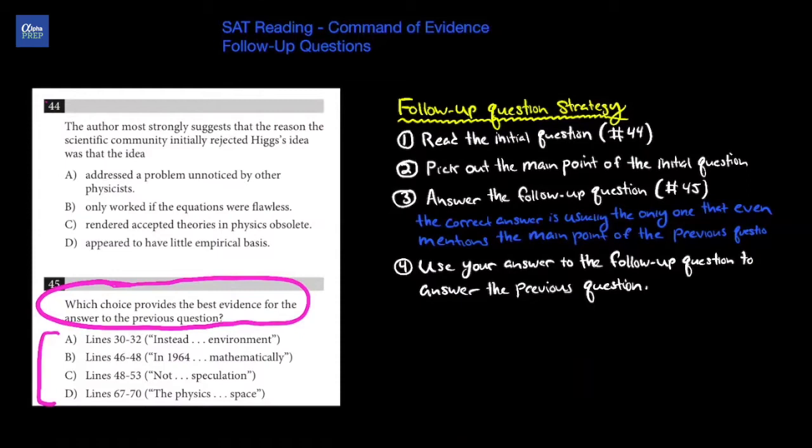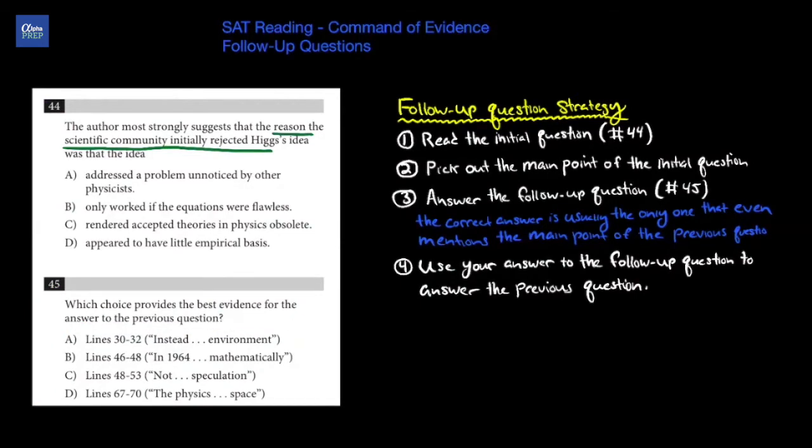Number one, you're going to read the initial question. You're going to read the first question. In this case, it's number 44. Number two, we're going to pick out the main point of the initial question. So in this case, we're looking for some reason that the scientific community initially rejected Higgs' idea. And now we're going to totally skip the answers for number 44. We're not going to do that now. We're going to jump right to the follow-up question. All we have to do is pick the evidence that best matches this main idea from question 44.